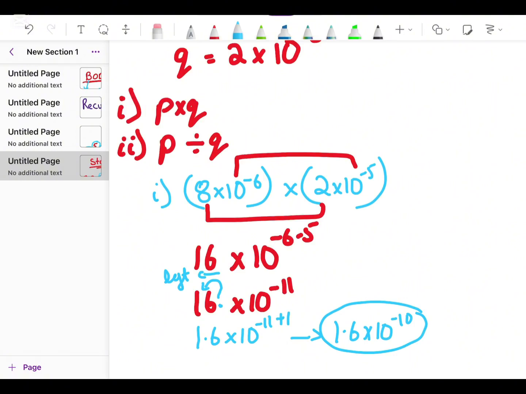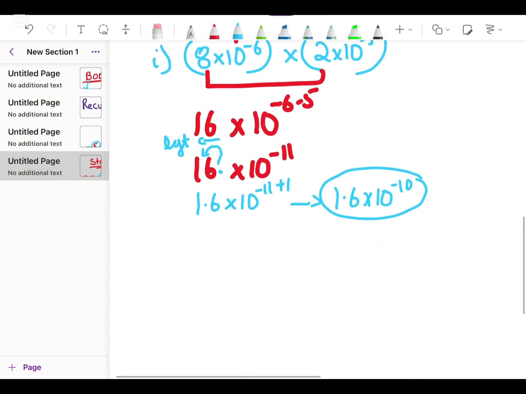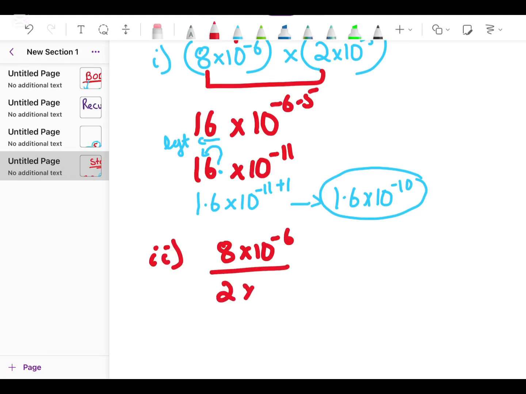So I hope everything is clear in this question. There is no confusion. Okay. Now another question, that is division. Now we need to divide. Part number 2. So 8 multiplied by 10 raised to the power minus 6 divided by 2 multiplied by 10 raised to the power minus 5. Now listen to me very carefully. First we will divide the number. 8 divided by 2 will give us 4.